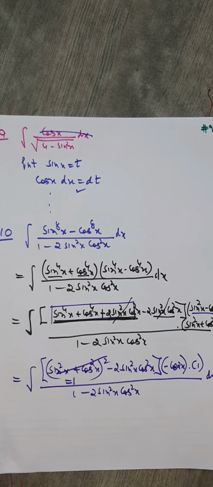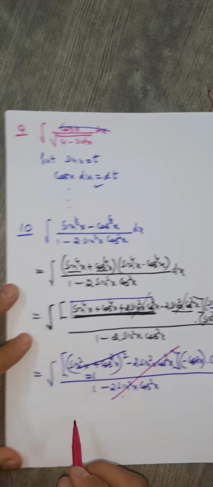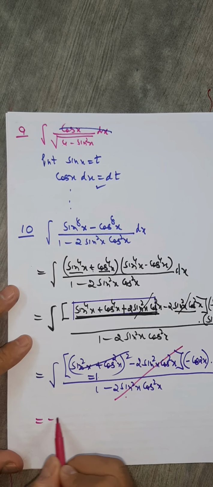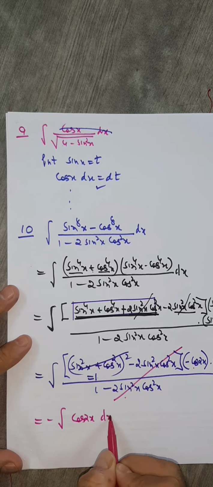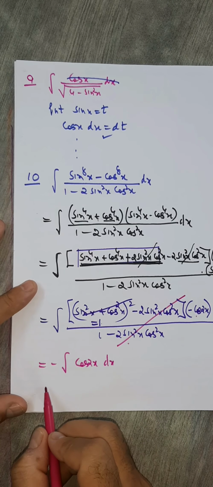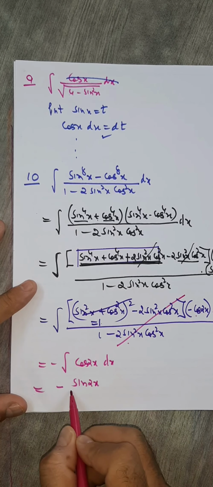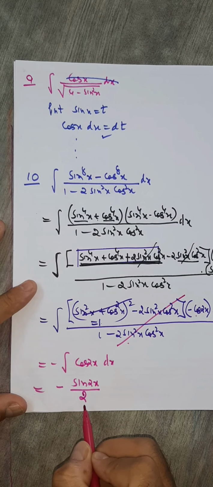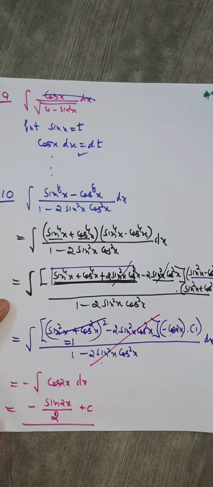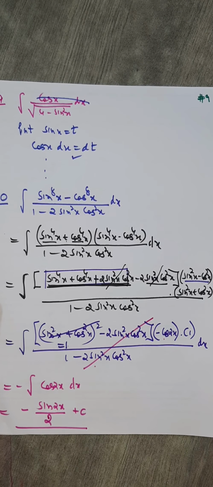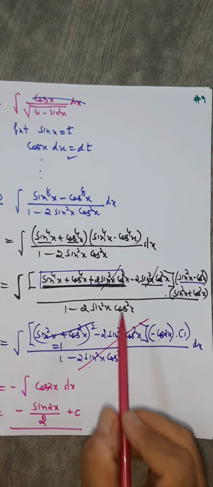So now that entire bracket will get cancelled. 1 minus 2 sine square cos square will go away with this. I'll keep minus outside, so you are just left with cos 2x dx. What's the integral of cosine? That's nothing but sine 2x upon the coefficient of x, which is 2, plus c. That's it. So here the important part is just the simplification of this numerator, remember.